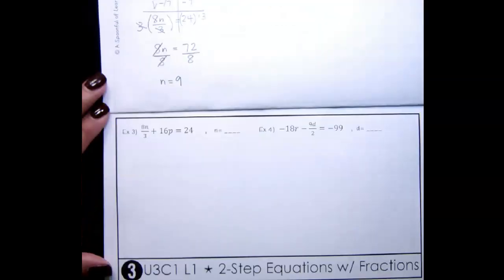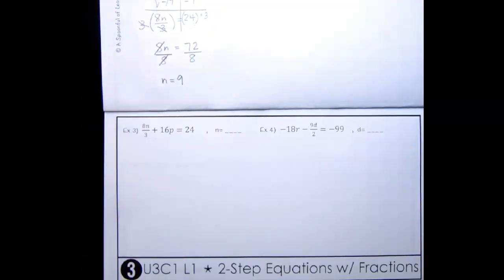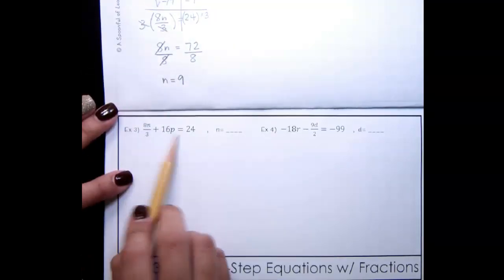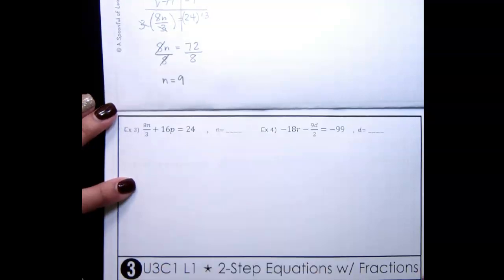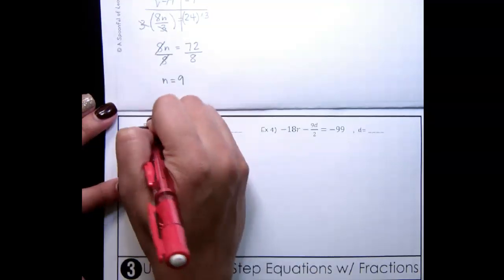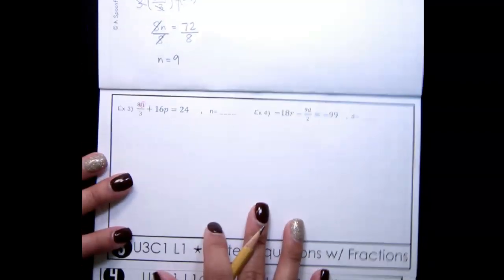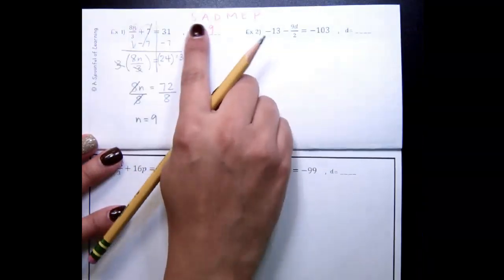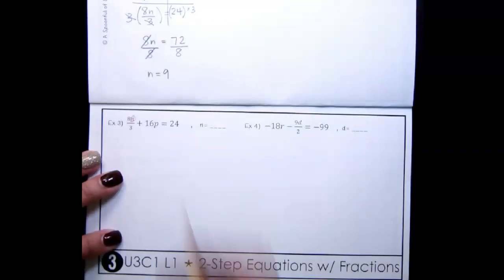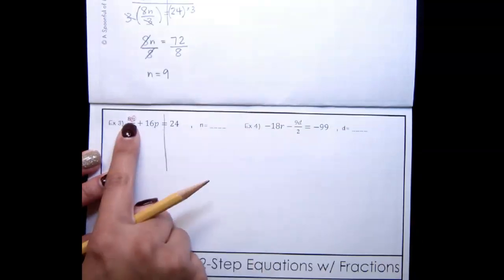Okay, so now number 3. Same process, a little more difficult because this time we have 2 variables. I'm solving for n again. Okay, so it's going to be almost the same steps as example 1, but the problem itself is slightly different. So we start with subtraction or addition. Is there anything that I can add or subtract? I always start on the side that has the variable because that's what I want to get by itself.